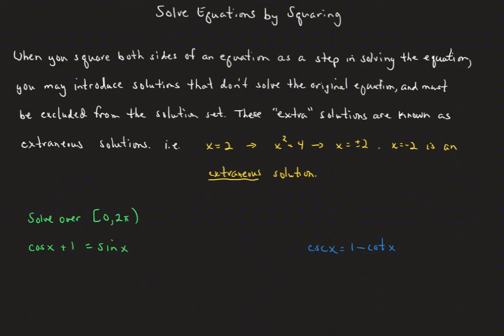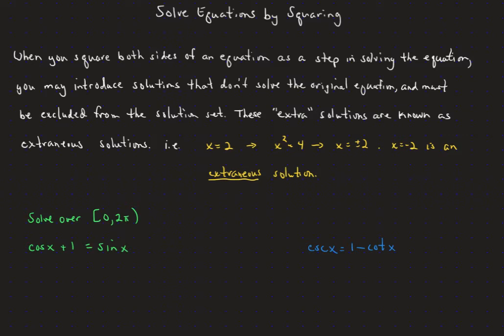In this video, we're going to look at solving trig equations by squaring both sides. When you square both sides of an equation as a step in solving the equation, you may introduce solutions that don't solve the original equation and therefore must be excluded from the solution set. These extra solutions are known as extraneous solutions.